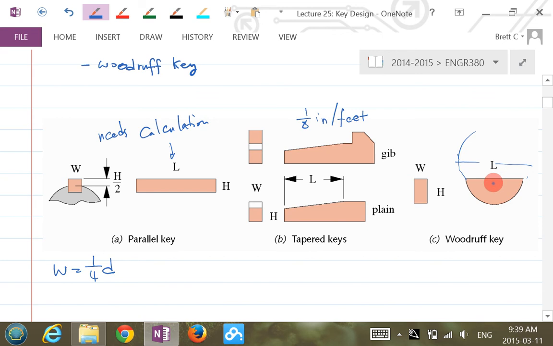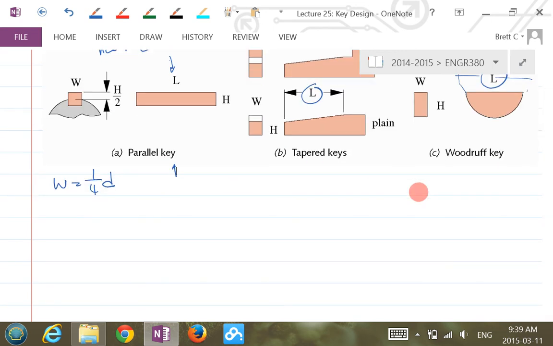So basically, when you design, you're also designing this L here, if you pick these two keys. We'll focus on the parallel key in this class. Parallel square keys are the typical things we'll be interested in. So first let's look at the parallel key.